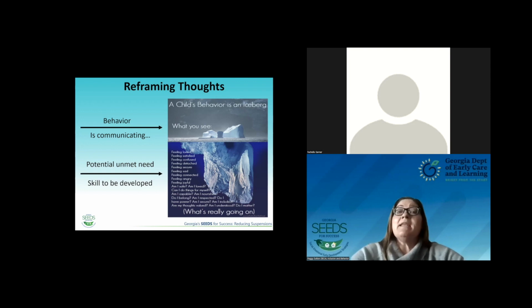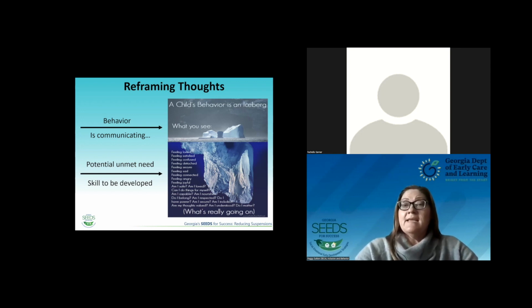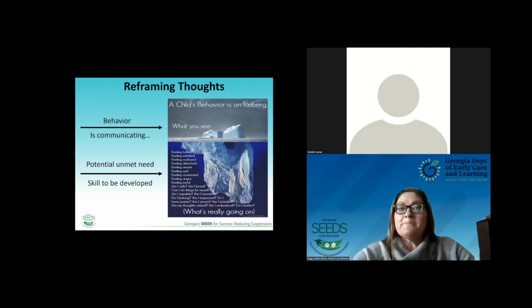Now, it takes time and effort to understand the intent of a child's communication and then to find new ways to fulfill the need or teach the child other ways to communicate his or her needs. But once we understand that behaviors communicate, we can begin to reframe our thoughts on those behaviors. So that's the first step in reframing our thoughts.